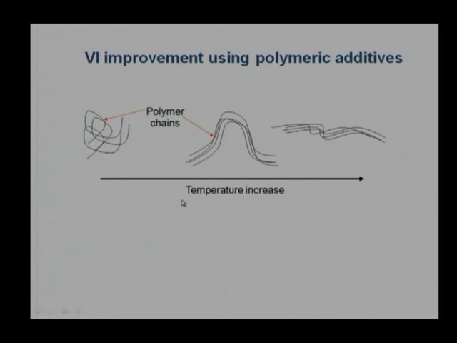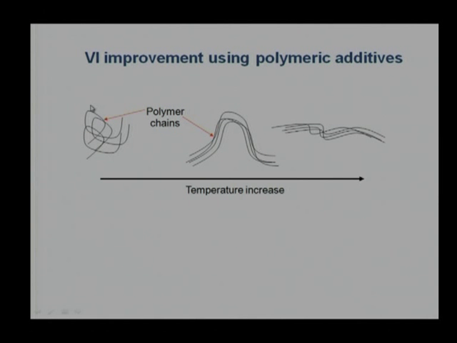As temperature increases, they change their form. Instead of a complete coil, they open up, and with further increase in temperature, they turn out to be fibers. And we have learned that in a semi-solid, this kind of fibers give more resistance to the flow. They increase viscosity.